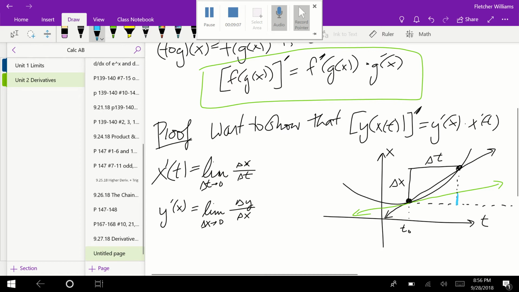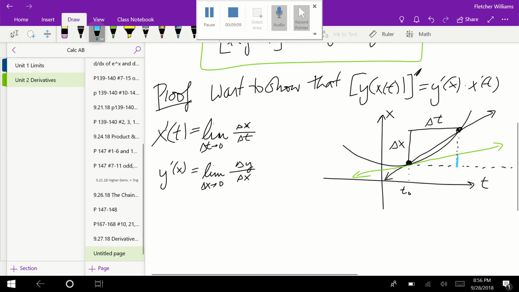So let me try and write this out for us. If we know that slope equals rise over run, then I could just say that rise is equal to slope times run. Okay, I'll show you why that's going to be useful in just a second.